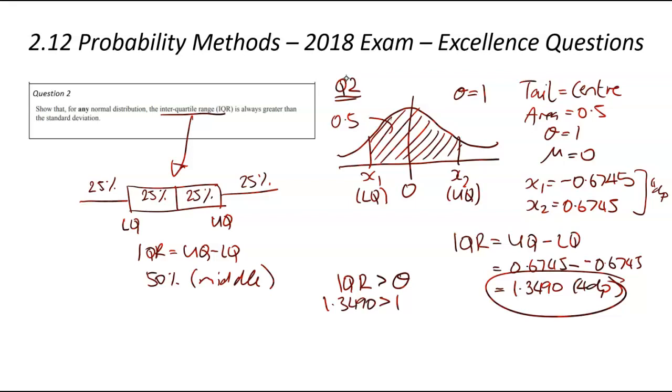1.3490 is greater than 1, which means, therefore, the interquartile range is always greater than the standard deviation.